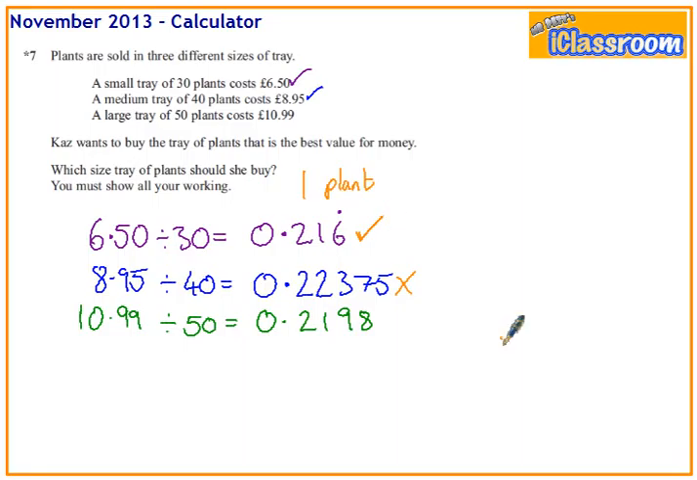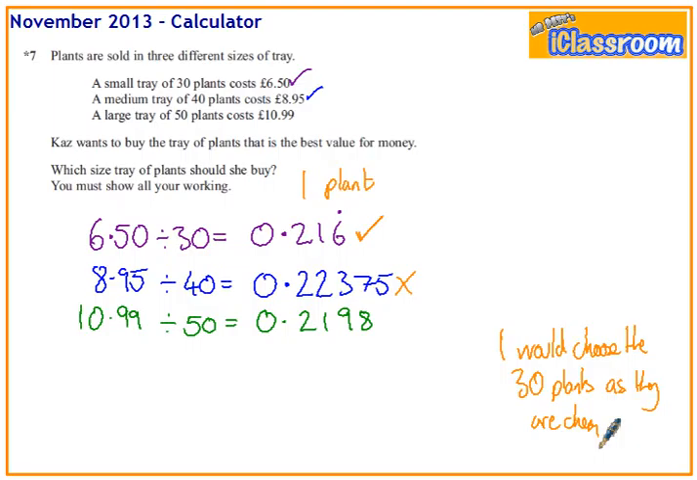So my final answer needs to be written down clearly, because this is an asterisk question. I've shown my working, and I'm going to say I would choose the 30 plants as they are cheapest. Always good to ask ourselves how much for one.